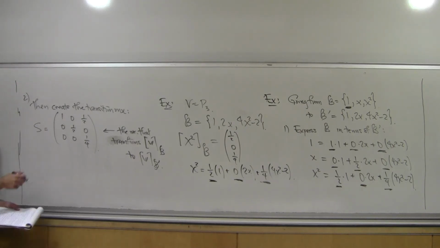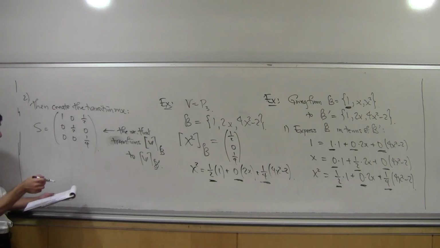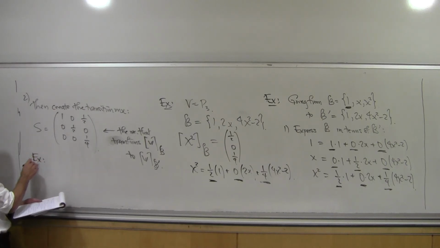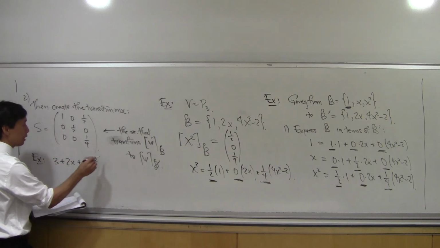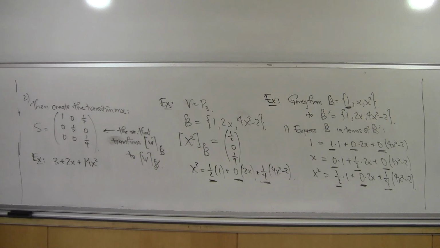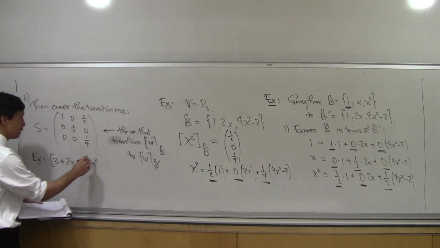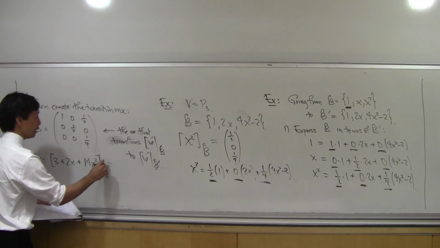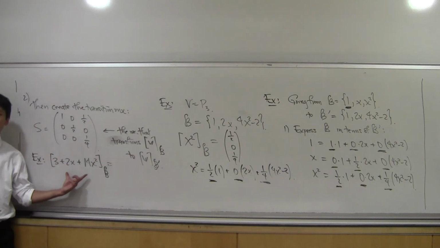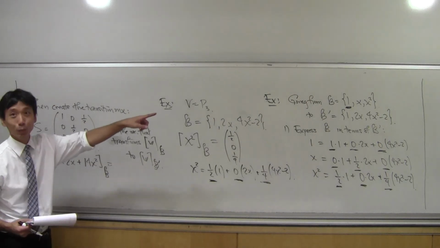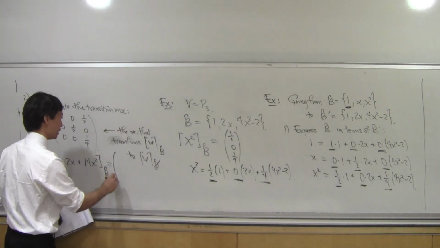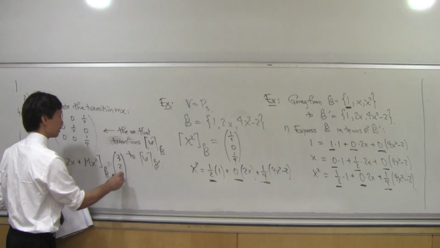Let me show you that it sort of works. For example, if we look at 3 plus 2x plus 14x squared, and we look at its coordinate vector with respect to the B basis, what is it? Just 3, 2, 14, because the B basis is 1, x, x squared. So you get 3, 2, 14.